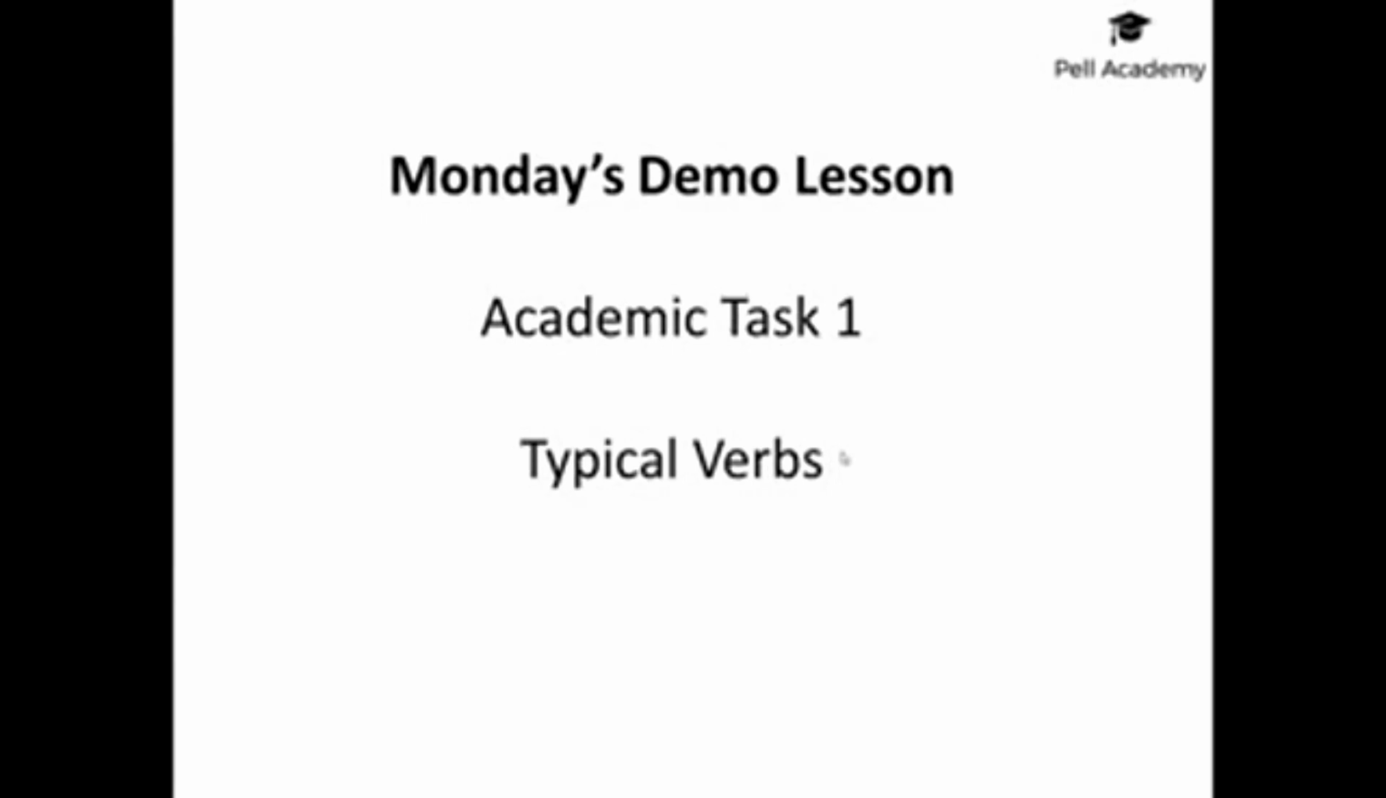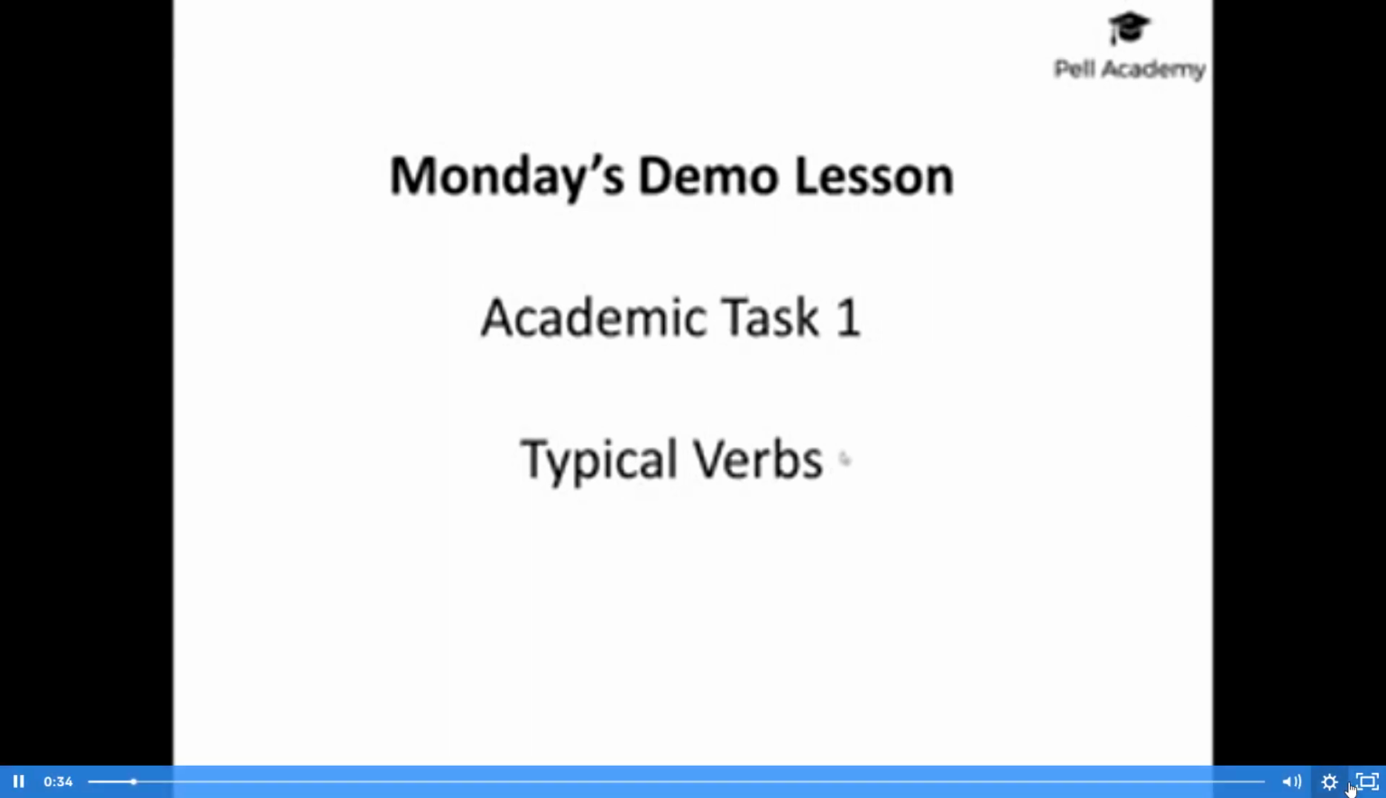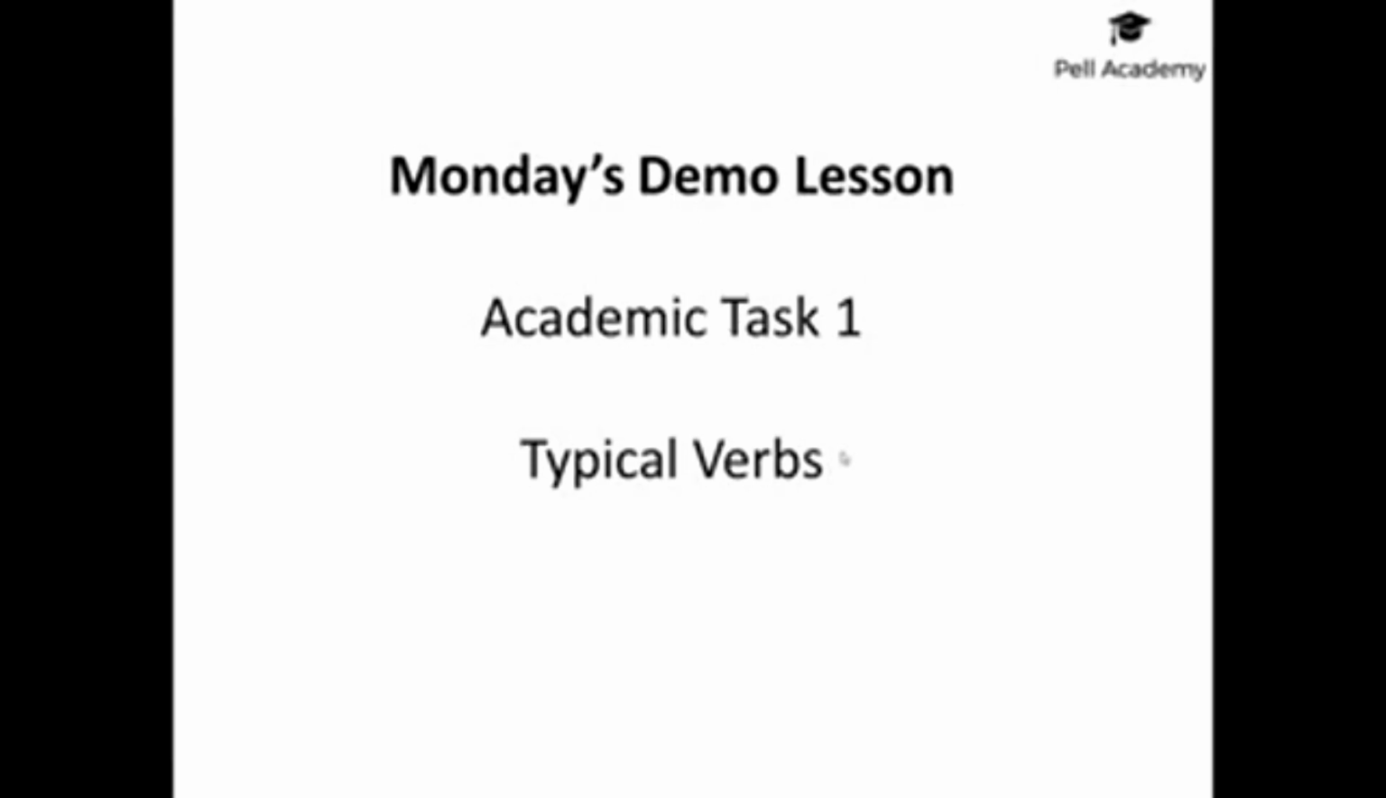Because basically we've done so many on structure and content and overviews and key features that there's over 20 lessons out. Like, after you complete Chris's course, there's over 20 lessons on task 1 and how to do those things. So we're going to take a look at some vocabulary and some grammar. So today's lesson, we're looking at typical verbs that you can use with academic task 1.